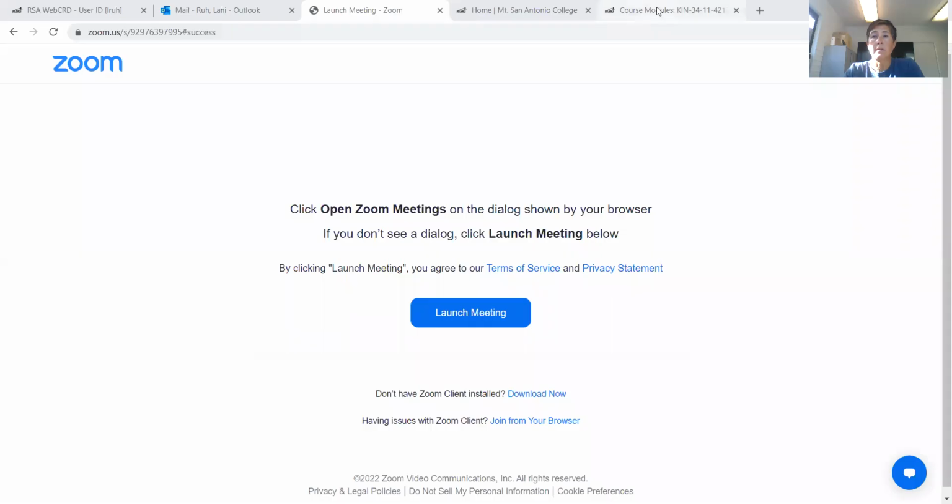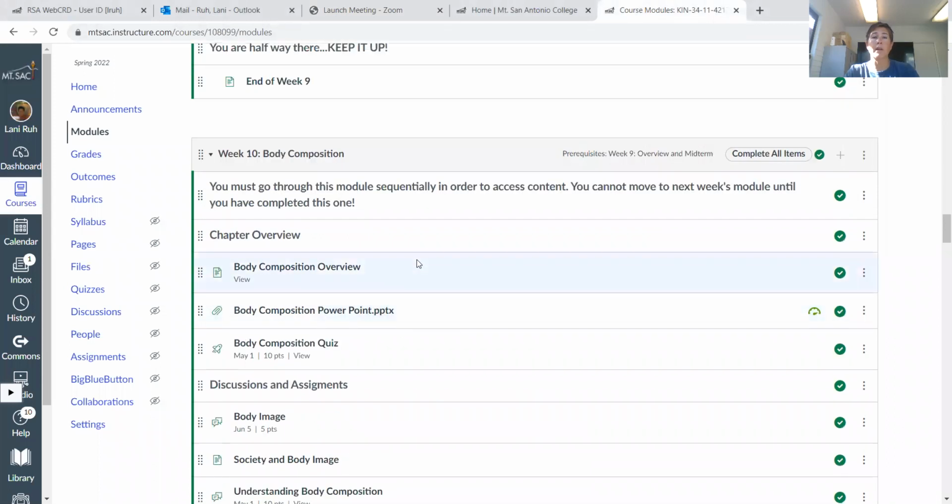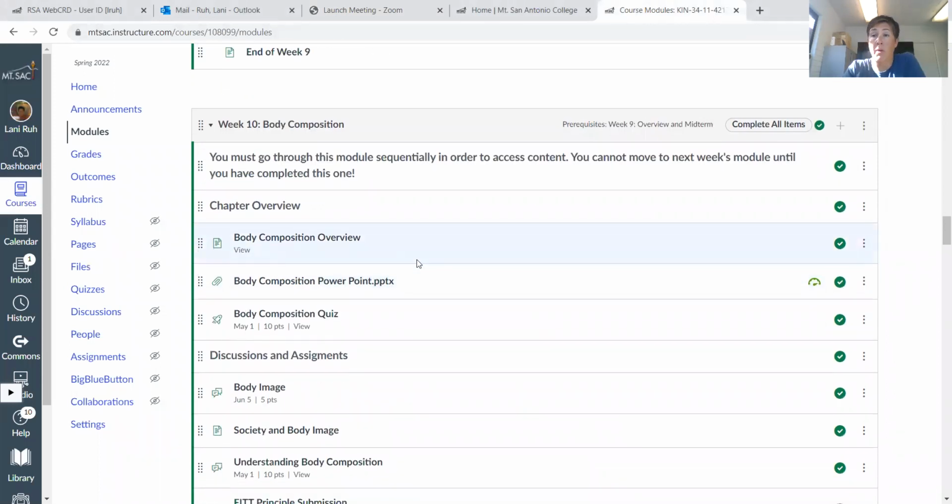So this is week number 10, and this week we are going to be talking about body composition. So let's go ahead and I will share my screen. We can go over what's to be expected for the week. All right, here we go. Okay, so body composition, you're gonna go through an overview as we do week to week.